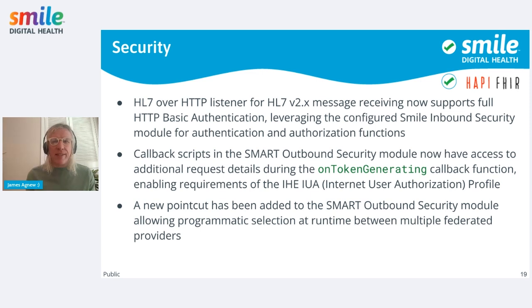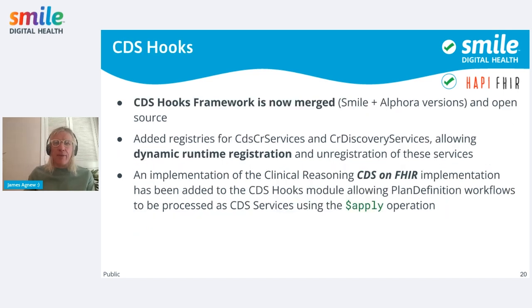Finally, we've added a new pointcut to the outbound security module, which allows you, if you're using federated auth, so you're federating our SMART capabilities with a third-party OIDC server, and in fact, if you've got multiple third-party OIDC servers you're federating to, previously a requirement was that the user would get prompted for which of the third-party systems you wanted to use for the specific authentication you were doing. And that's generally how people want it to work, but we have had requests for, could we make that programmatic? And so a new pointcut has been added that allows that to be programmatic now, which should be a good thing.